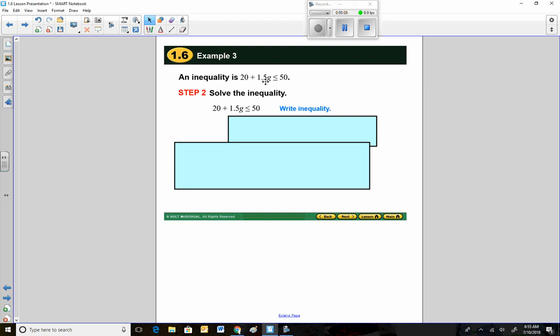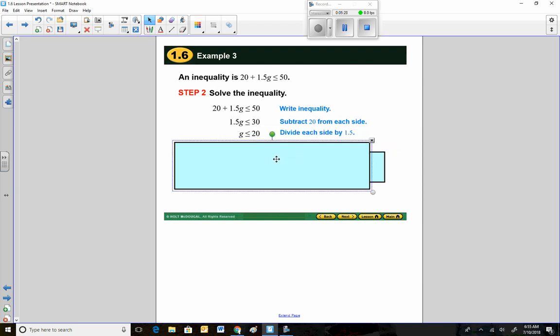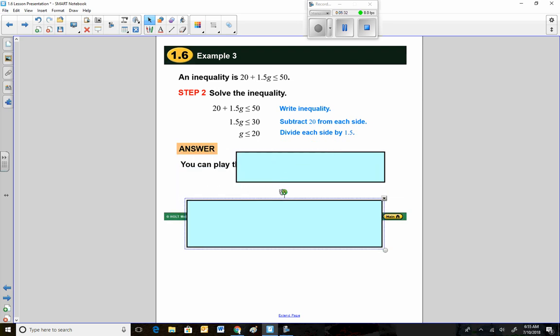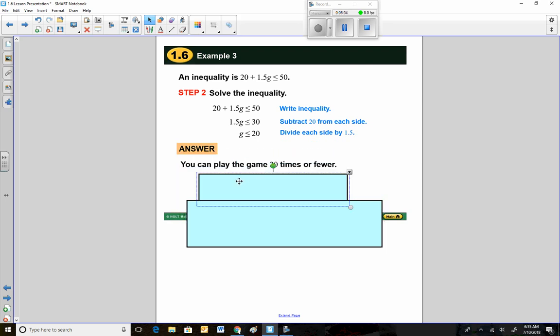Remember, we need to get a variable by itself. Get the farthest one away first. So subtract your 20 from both sides. And you would get 1.5g is less than or equal to 30. Sorry. Now we have to get the 1.5 out of here and just make it 1g. So divide this side by 1.5 and the 30 by 1.5. And when you do that, you get g is less than or equal to 20. So you can do 20 games or less. And so we write that out. You can play 20 times or fewer.